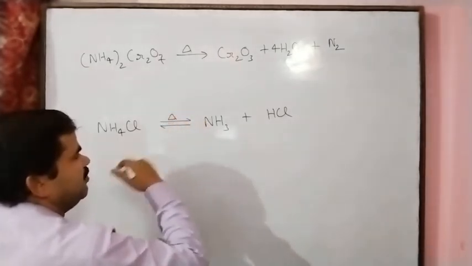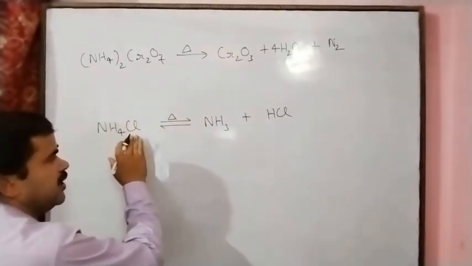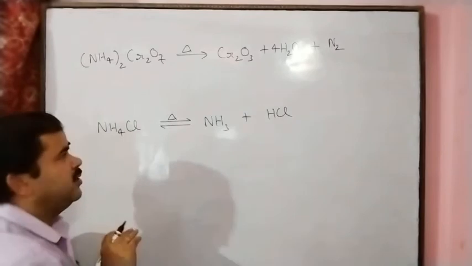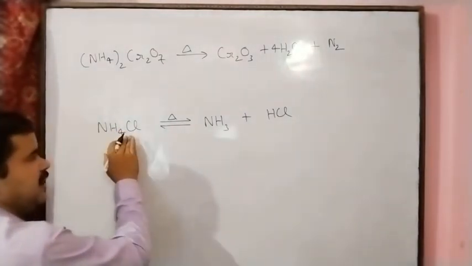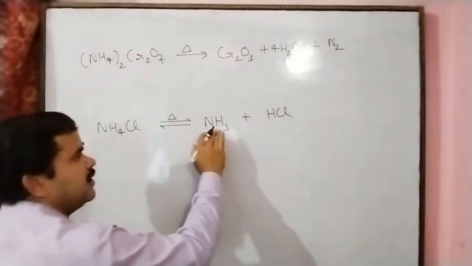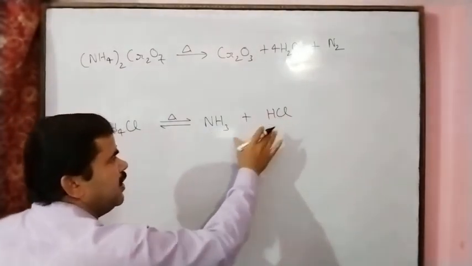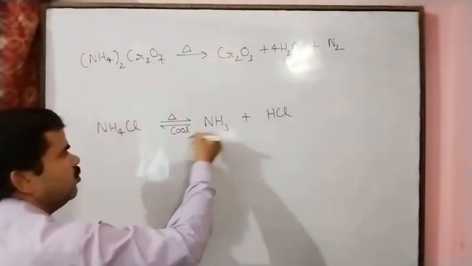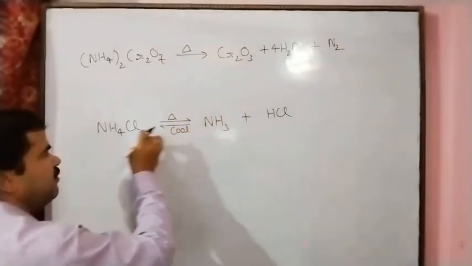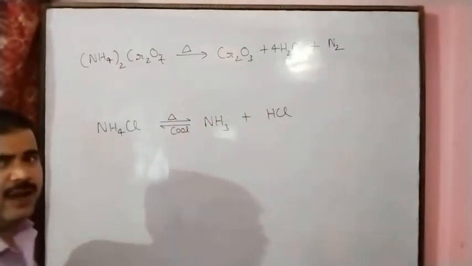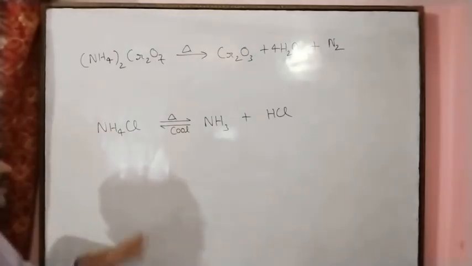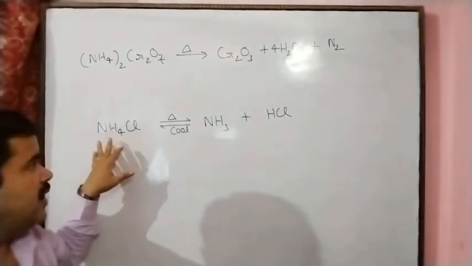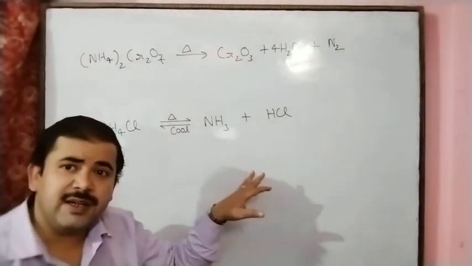And this is a reversible reaction, means from the reactant we get the product, and from the product we can get the reactant again. By heating the reactant, ammonium chloride, we will get ammonia and HCl, and by cooling, the ammonia and HCl react with each other and we will get ammonium chloride, NH4Cl again. So this is the reversible reaction. From the reactant we get the product, from the product we get the reactant. And this is the example of a thermal dissociation reaction.